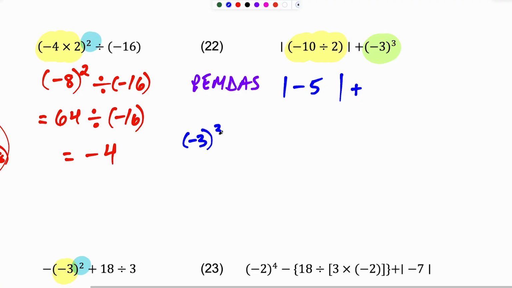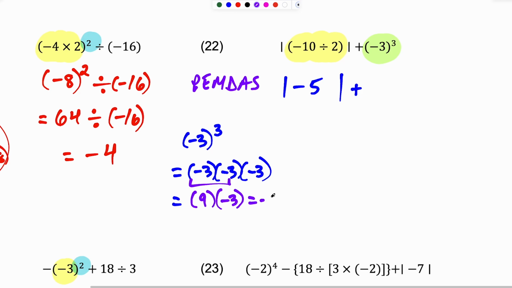Here we have to be a little careful. -3 to the third power is -3 times itself 3 times. If we do this in pairs, -3 times -3 is +9. And then we multiply that last -3, and 9 times -3 is -27. So after the plus sign here, we're going to get plus, and then the integer -27.